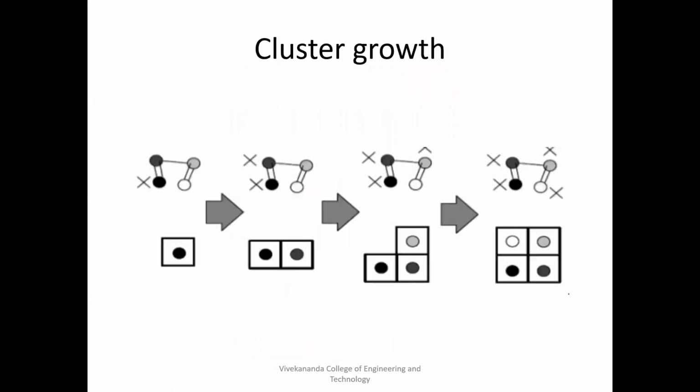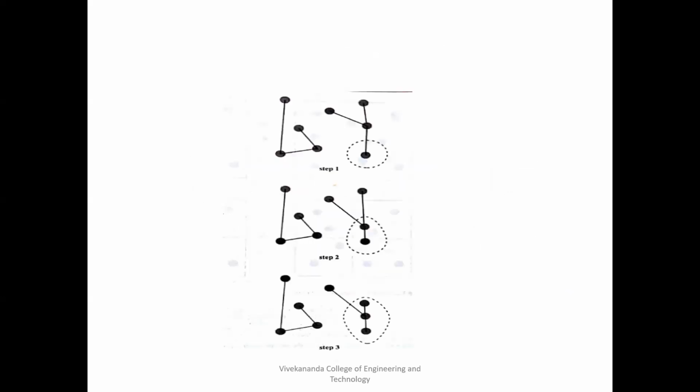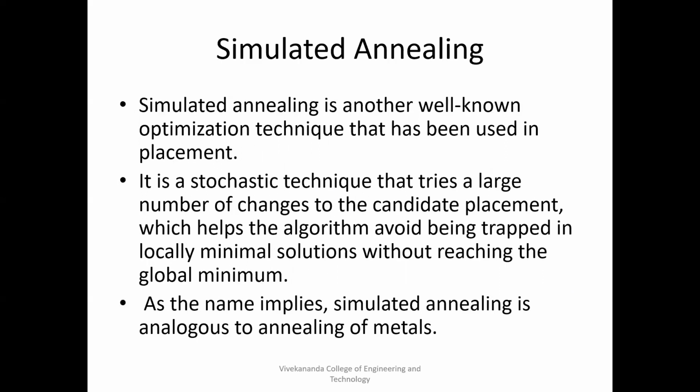Next is cluster placement, that is, placement used by the clustering method. If you see here, in the previous case we had divided, whereas here we go on joining the clusters or the sub-circuits together. Here in the first you see there is one node, in the next 2 nodes, and in the third case 3. So the nodes are going on adding, it is clustering. This is the clustering algorithm.